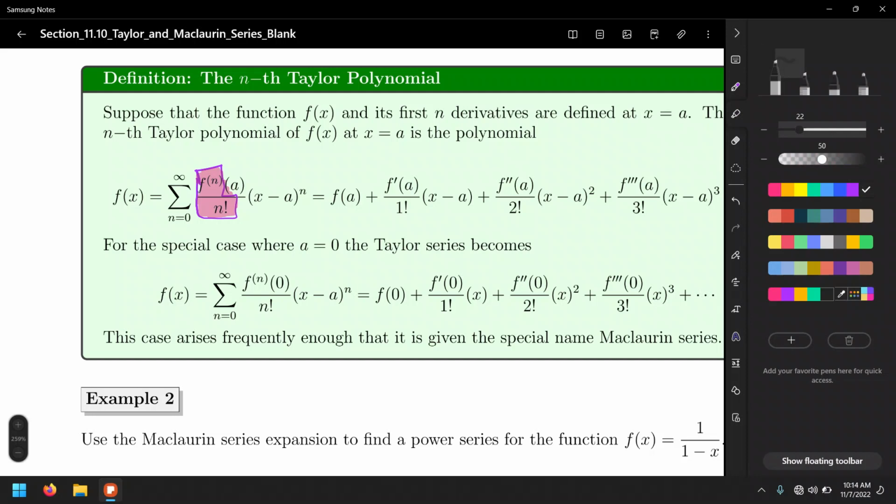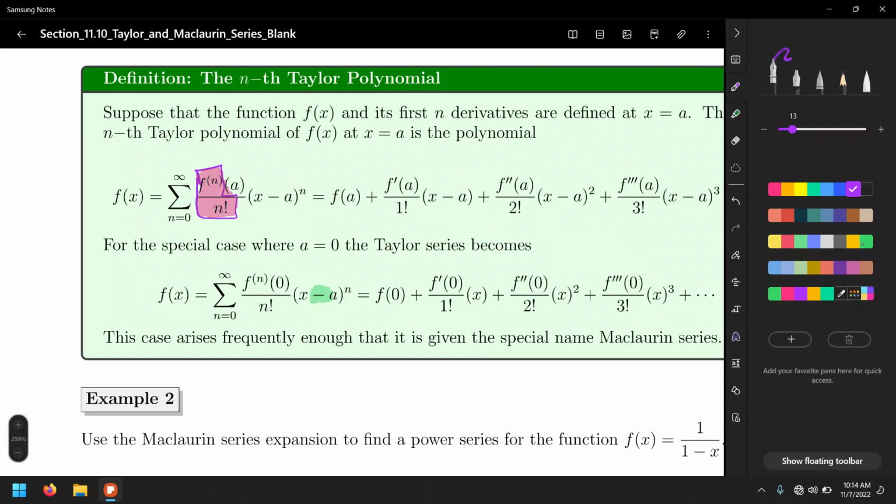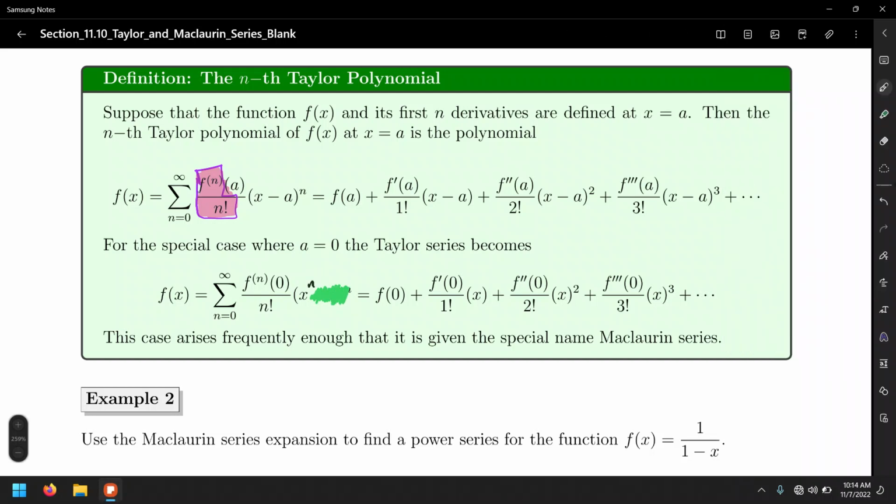However, for the Maclaurin series, well, there's a little typo here, actually. For the Maclaurin series, which is a series centered at 0, that's x to the n, simply, not x minus a.